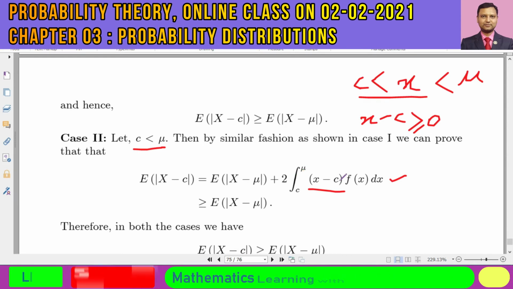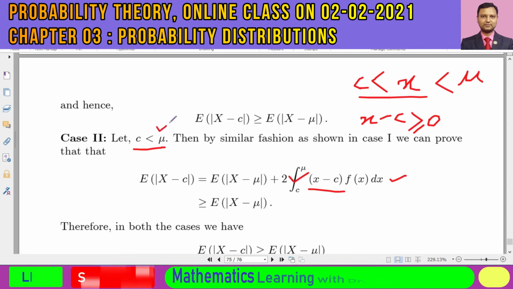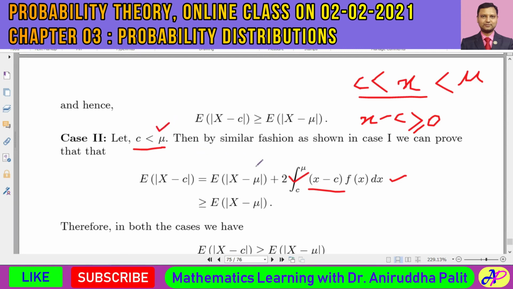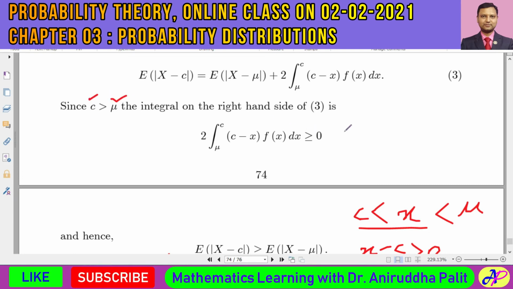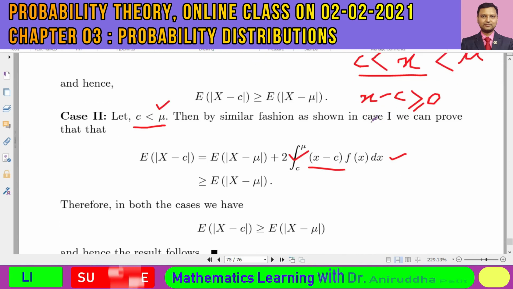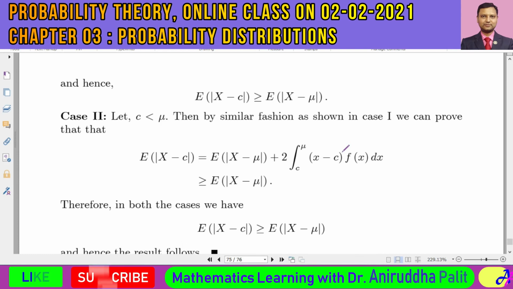Integral from c to mu. Mind it, this is the integral from c to mu, because over here mu is greater than c. Mu is a larger number, c is a smaller number. In the first case, we had c as a larger number and mu as a smaller number. That's why we had the integral from mu to c, with the smaller number as the lower limit and the larger number as the upper limit. But over here, just the opposite: c is the lower limit, the smaller number, and mu is the upper limit, the larger number. So you need to remember all these small tidbits of this proof.